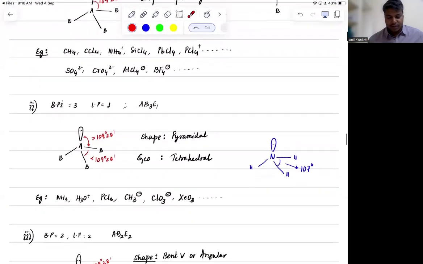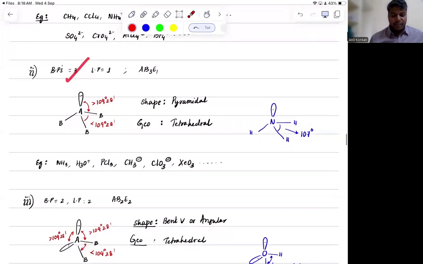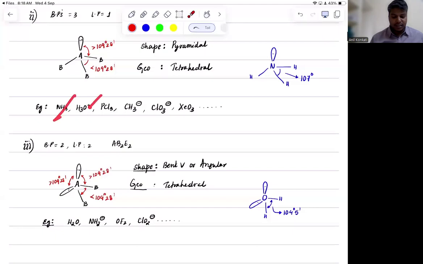Okay. Now you see there are three bond pairs, one lone pair, and AB3E is the shape. So the shape is pyramidal, and the geometry is tetrahedral. You can see NH3, H3O plus, PCl5, CH3 minus. These are all the examples.